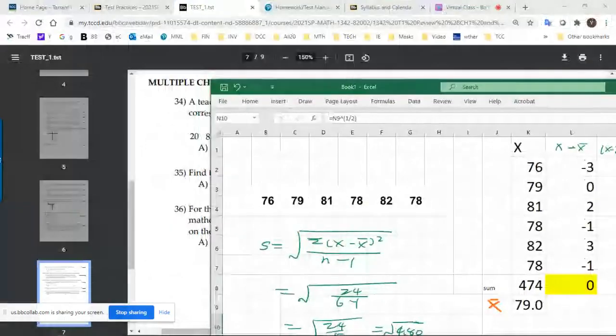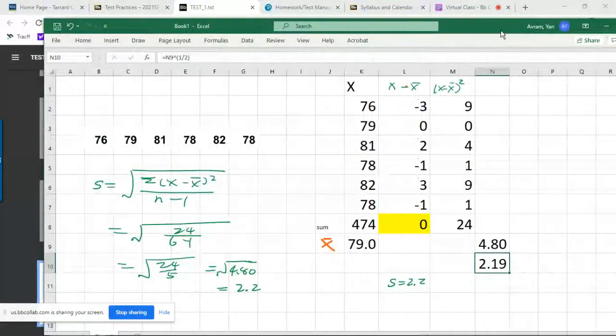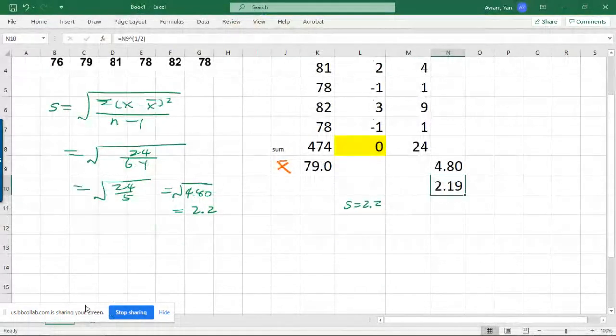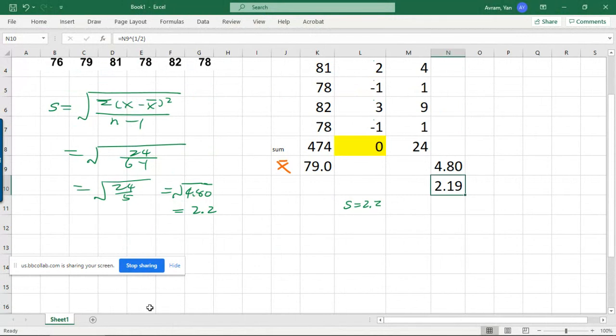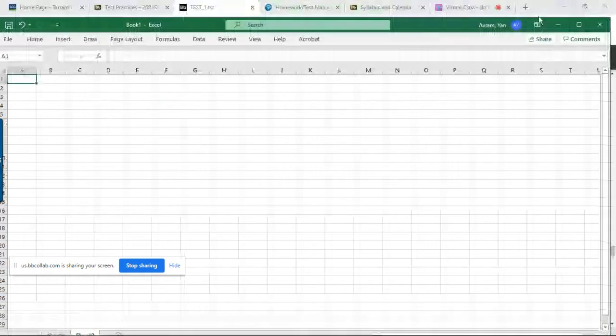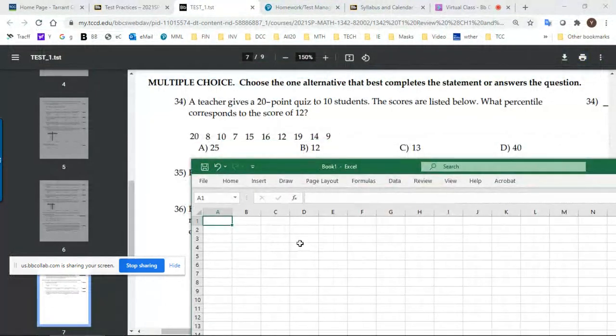And if you don't want to sort this one by hand, let me show you, you can sort this in Excel really quick. We have 28, 10, 7, 15, 16, 12, 19, 14, and 9, right? And we're gonna call this X, or whatever you want to call it.